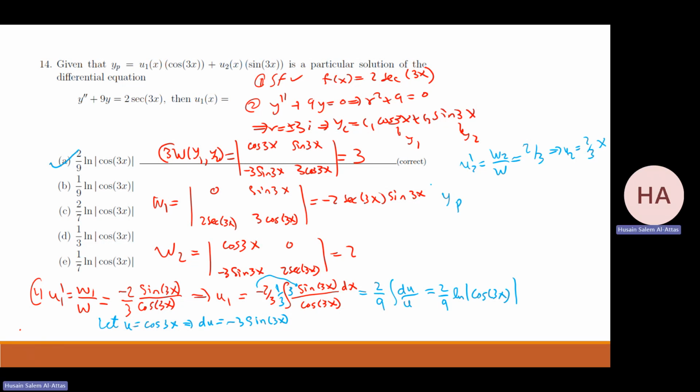What is yb? Step 5. Yb will be u1 y1 plus u2 y2. What is U1? 2 over 9 ln cosine 3x, oops, times cosine 3x, plus 2 over 3x sine 3x. So this is my yb. That is the answer. Yeah, the remaining is just questions from the book, and I will do them later, inshallah.